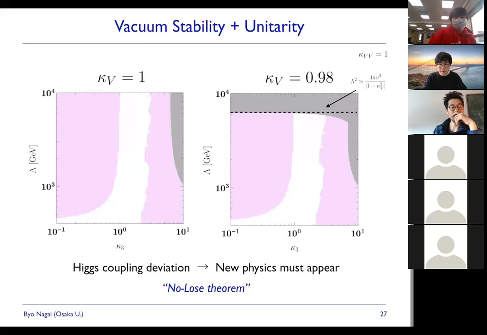So I would like to finally emphasize that, in addition to the direct search for the new particle, the Higgs coupling measurements tell us important clues for investigating physics beyond the standard model. So the future precision measurement of the Higgs properties at future colliders, such as the high luminosity LHC and ILC experiments, and so on, will be able to pin down the direction of the new physics beyond the standard model.